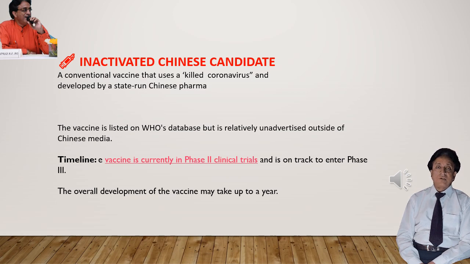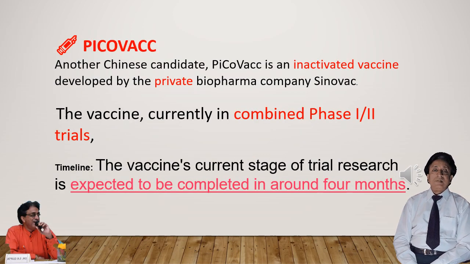Inactivated Chinese candidate is another vaccine which is using the killed coronavirus, and it is being developed by a state-run Chinese pharmaceutical company. Though the vaccine is listed in the WHO database, it is relatively unadvertised outside the Chinese media. The vaccine is in phase 2 clinical trials and is on track to enter phase 3 clinical trials. Overall development of the vaccine may take about a year or so.